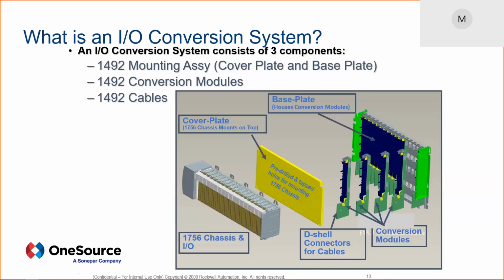So once you put the conversion modules into the base plate and plug in the cables, then you put the cover plate on. The cover plate has pre-drilled and tapped holes for the 1756 chassis. So you mount the chassis, install the IO, and then the cables already have the removable terminal blocks that just plug into the IO, and all of your wiring's done.